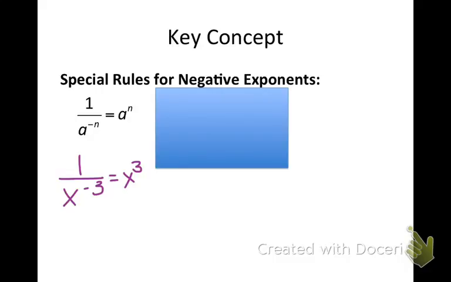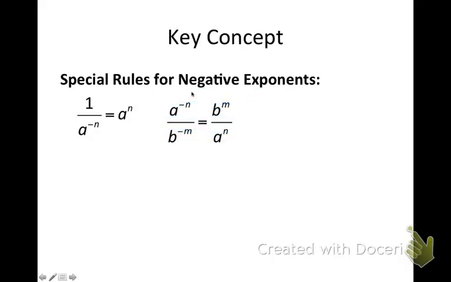What if I had negative exponents on both the numerator and the denominator? Yeah, you would just flip it. So if I had a to the negative n over b to the negative m, and I need to make my exponents become positive, you would just flip the whole thing and make your exponents become positive. So b to the m over a to the n.